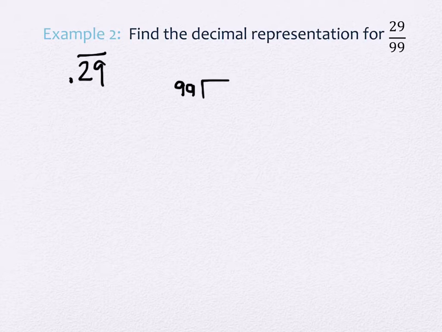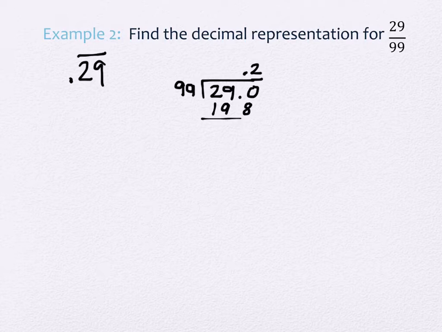So we're doing 99 into 29. And of course it doesn't go into 29, so I'm going to put a decimal point and a 0, and we're going to consider it as though it's the number 290. So how many times will 99 go into 290? 2 times. And what is 2 times 99? 198. Now I need 290 minus 198. 92. Okay. So we're going to bring a 0 down.